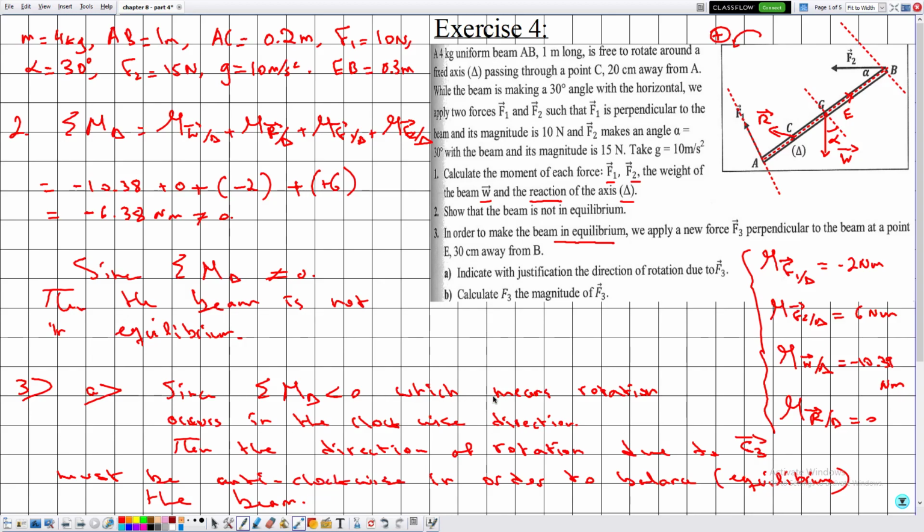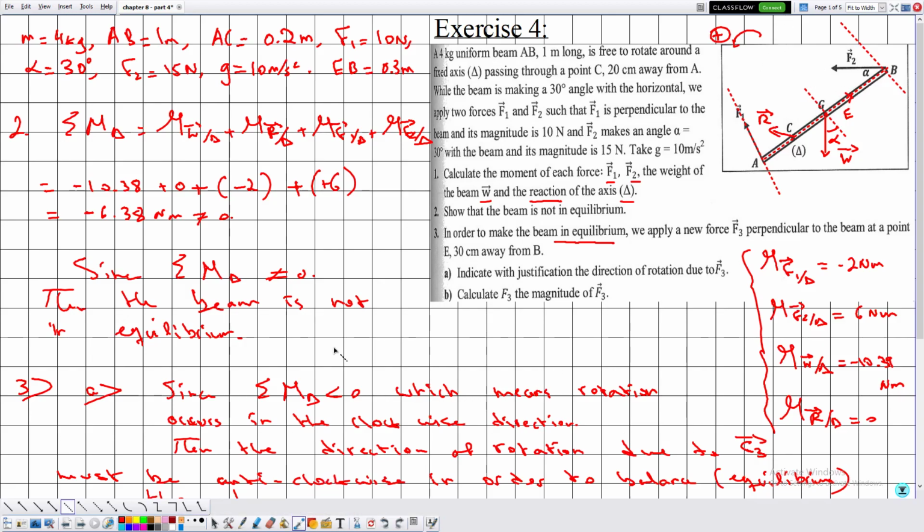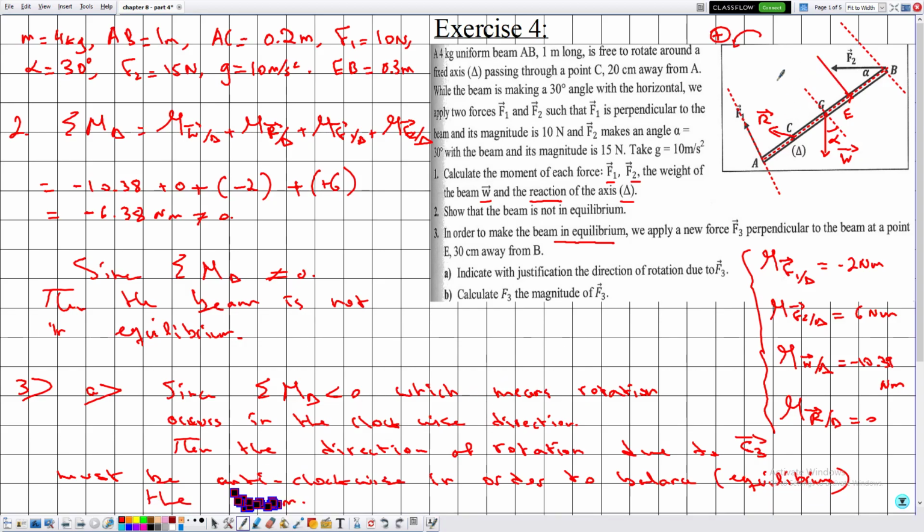So in this case, now we have specified the direction. The line of action is perpendicular to the beam. The direction will be something like this. For sure, these are not drawn to scale. Now here, let me also write that the sum of moments around delta previously is given by minus 6.38 Newton meter.